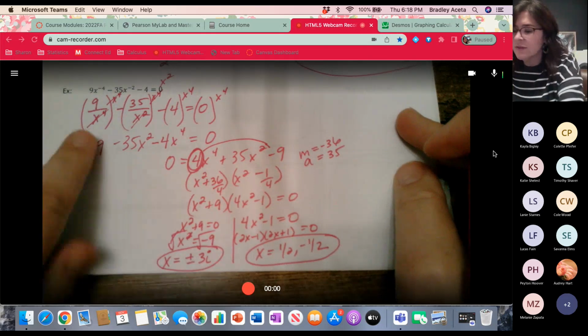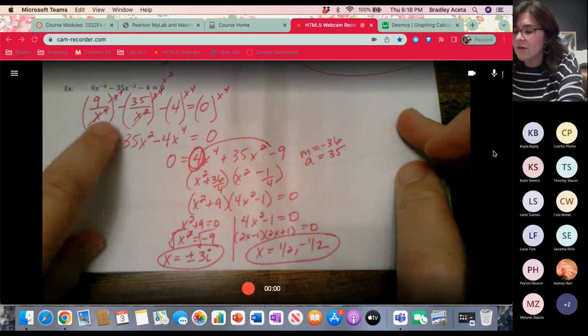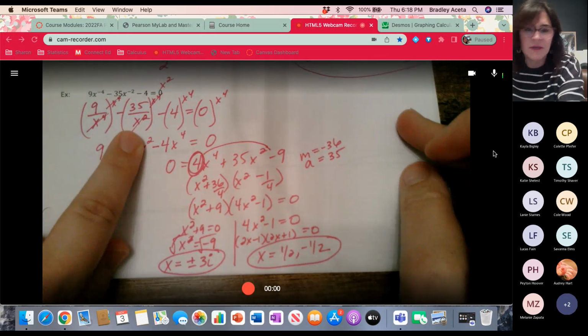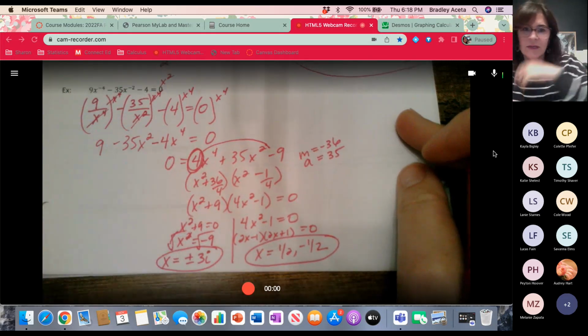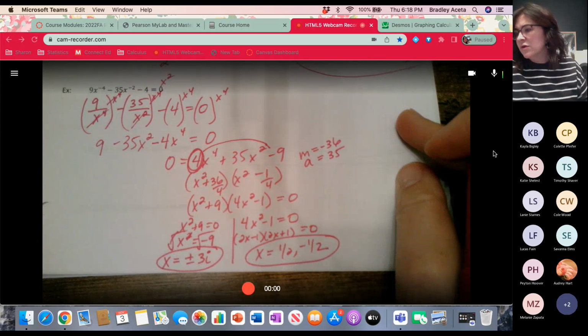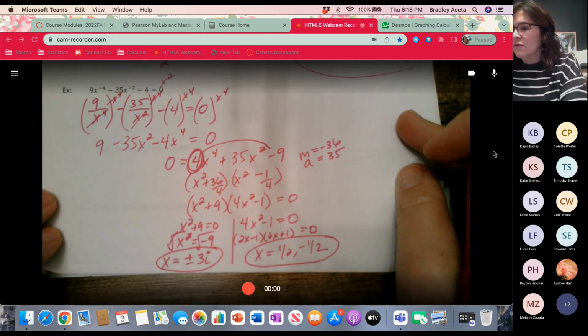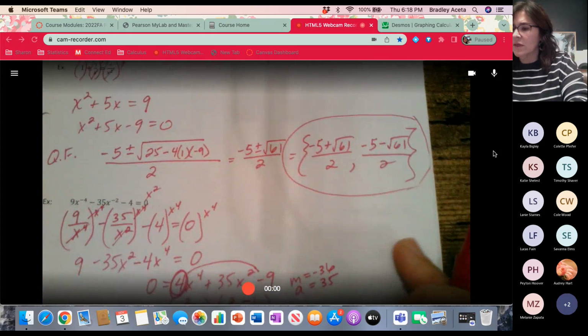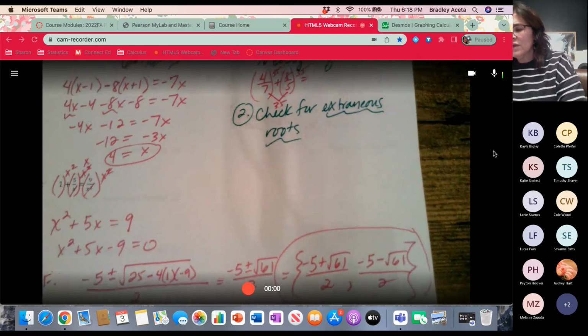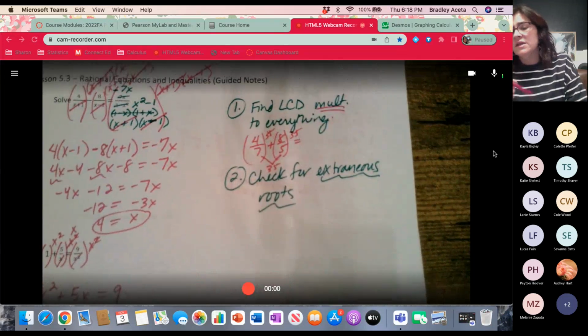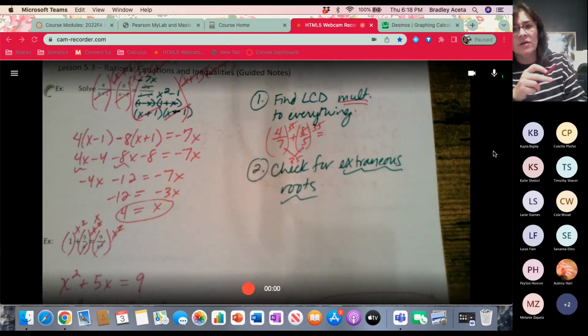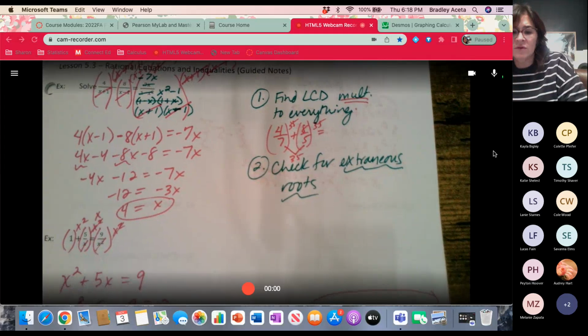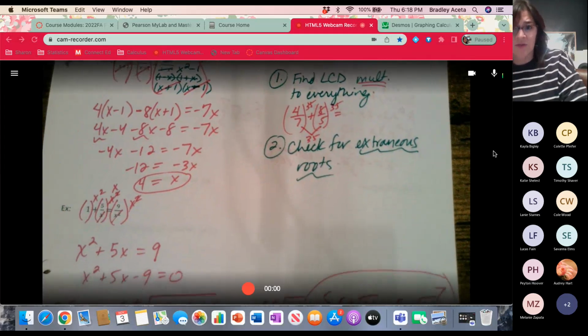And again, you just want to double check that none of them would cause a 0 in the bottom. If you plugged in 1/2, you don't want to get a 0. 3i, you don't want to get a 0. So those are your answers for extraneous solutions and for rational equations. Okay, so really the biggest thing is going to be this idea of multiplying by a common denominator. It really will help save you time if you can do the lowest common denominator.